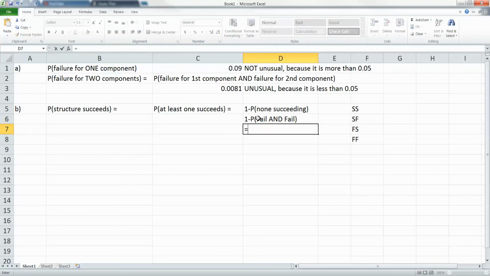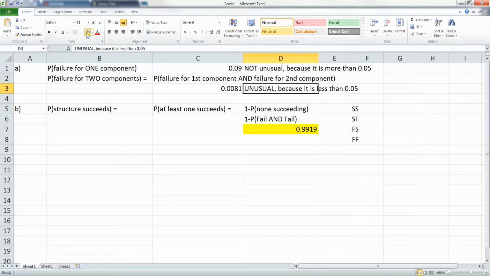But we already did find that. It's 1 minus, and we found it right here, 0.0081. So the chances of it succeeding is 0.9919. Okay, so these are our answers. Not unusual, unusual, etc.